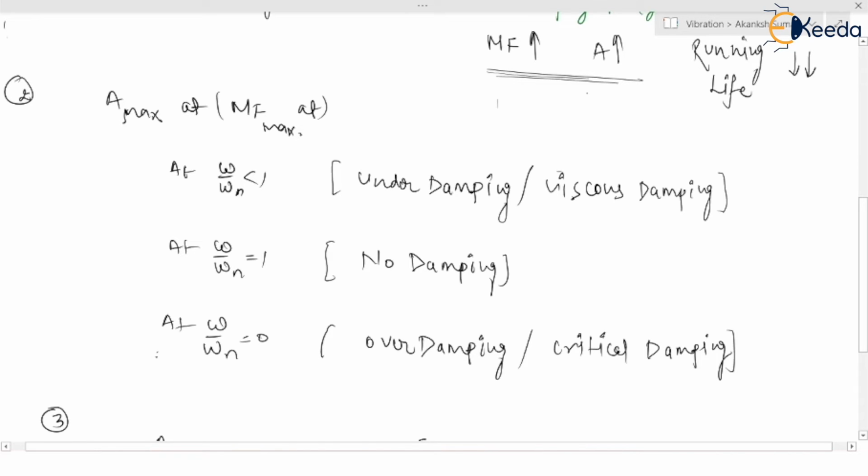So we are going to see the conditions when the ratio is less than 1, that is under damping or viscous damping. When the ratio equals 1, that is the resonance condition, and this condition we can see in the diagram. This is the no damping condition, that means zeta value is equal to 0. But as omega by omega n is equal to 0, there will be over damping or critical damping in case zeta is greater than or equal to 0. So I hope you will understand this whole procedure.